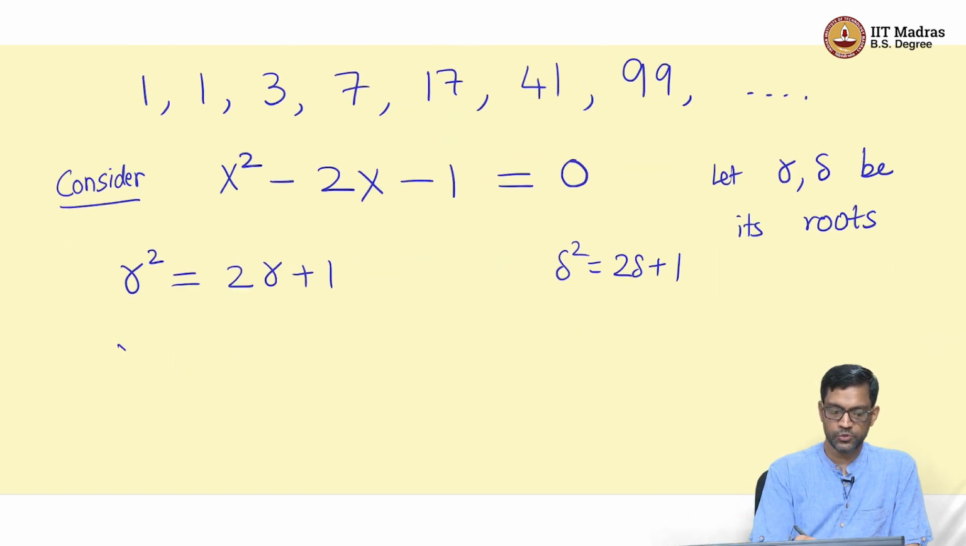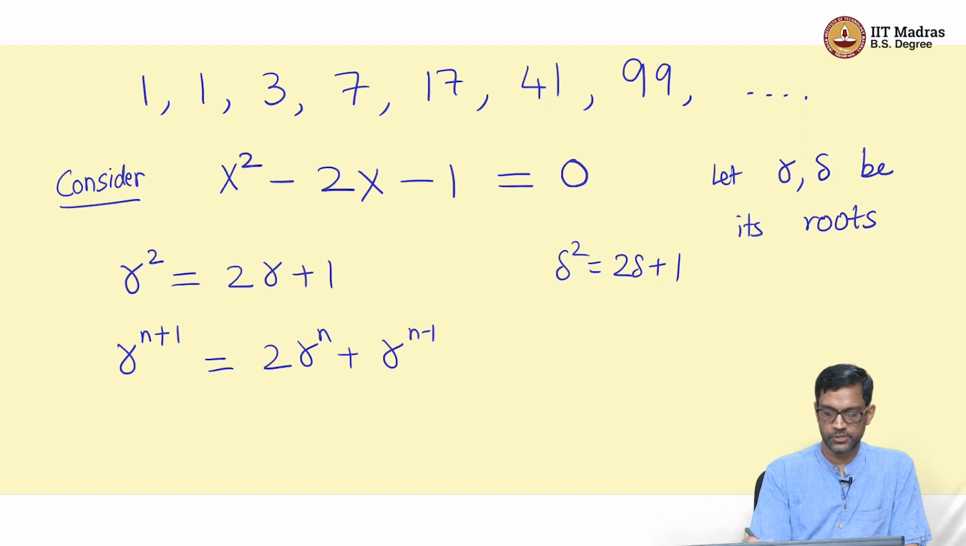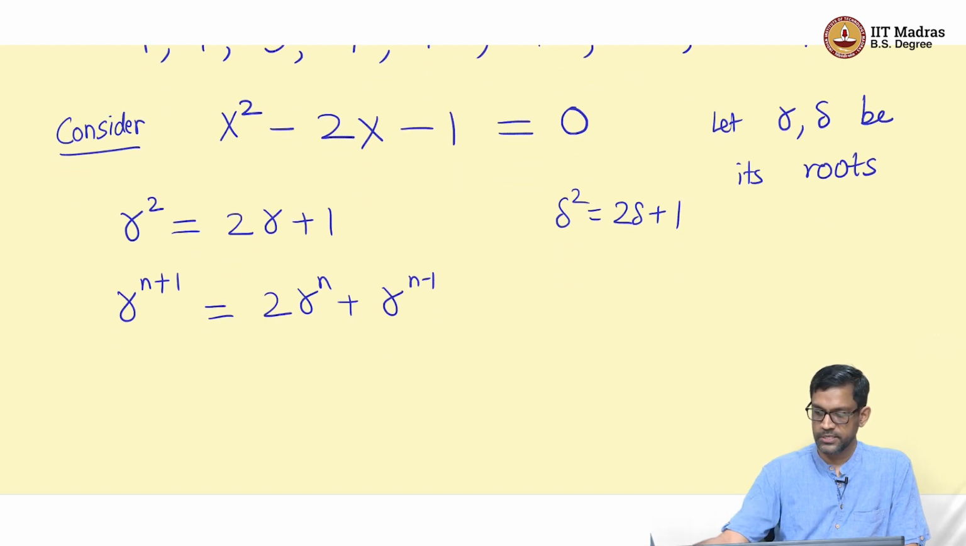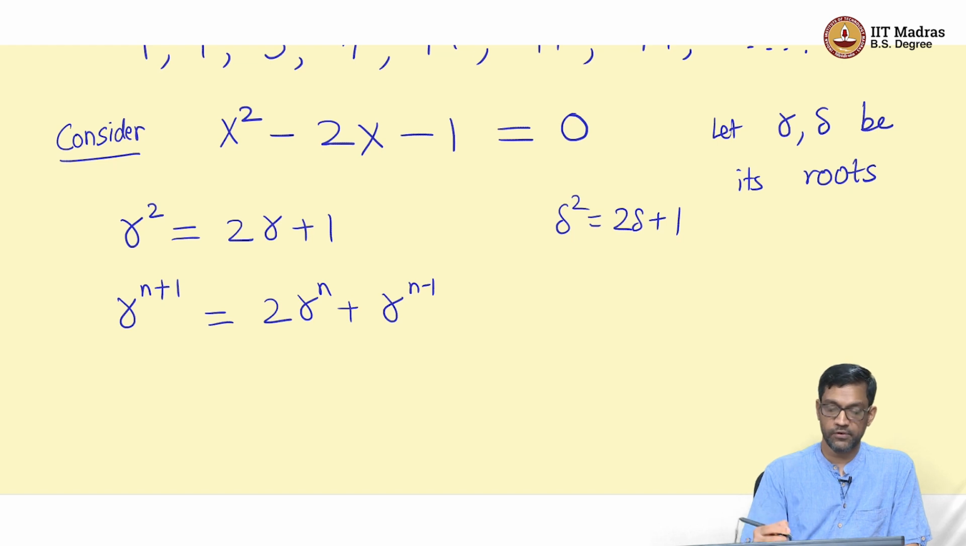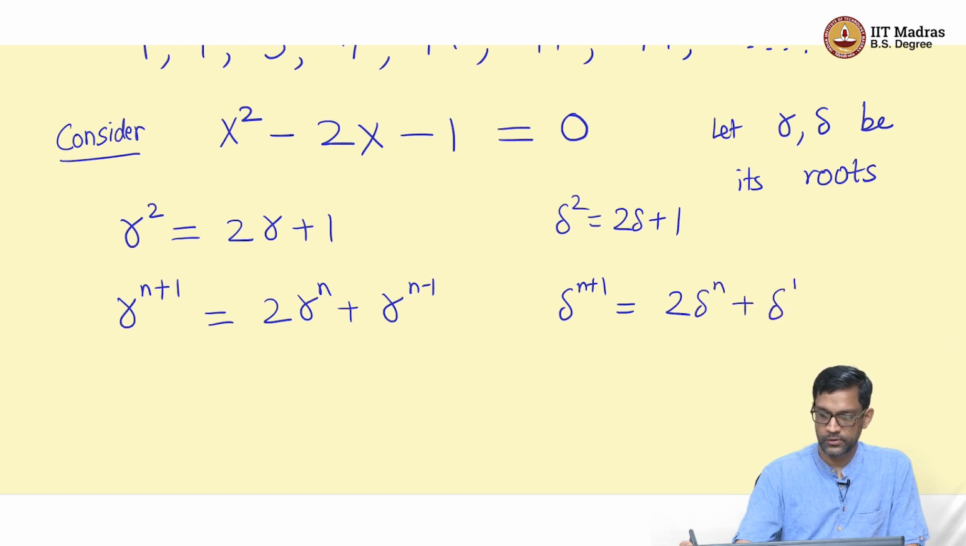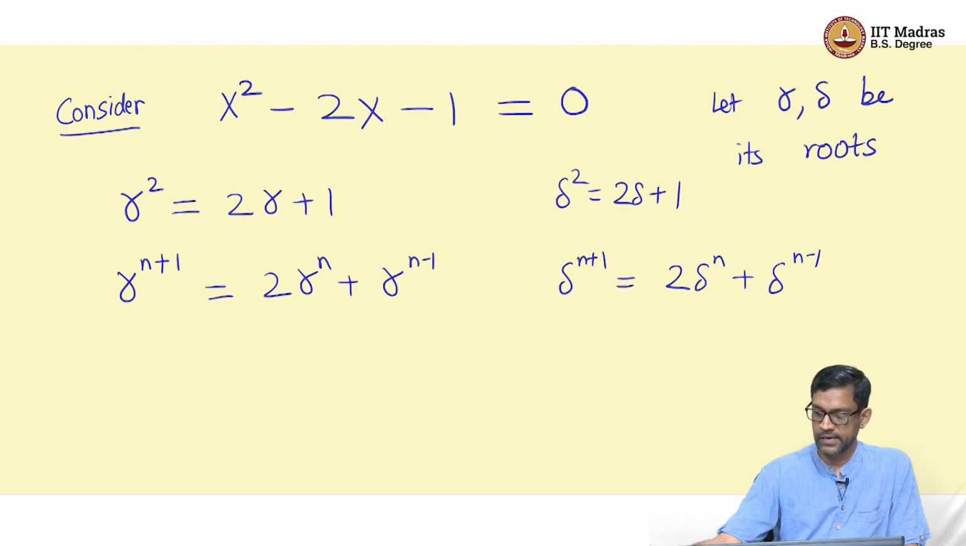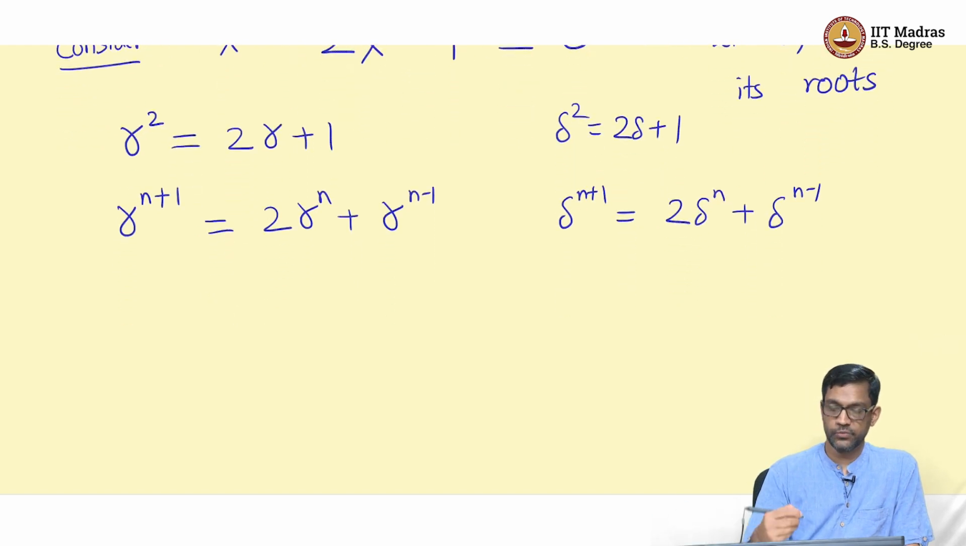And by multiplying by a suitable power of gamma, gamma to the n minus 1, you conclude that gamma to the n plus 1 equals 2 gamma to the n plus gamma to the n minus 1. In other words, the sequence of powers of gamma, 1, gamma, gamma squared and so on, satisfies the given recurrence. Likewise, delta to the n plus 1 is also equal to 2 delta to the n plus delta to the n minus 1. So gamma power n and delta power n are two such sequences.